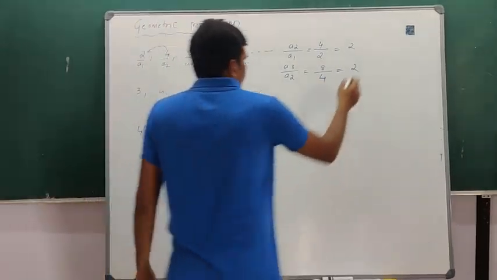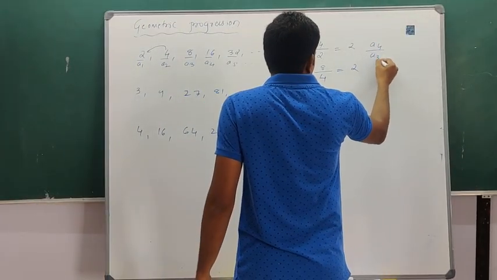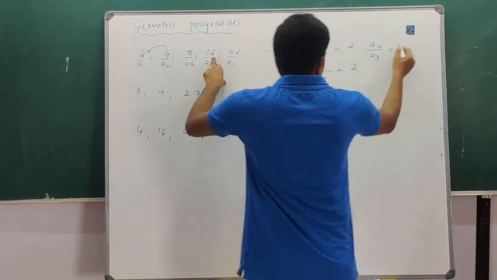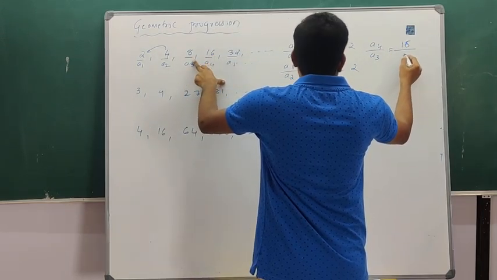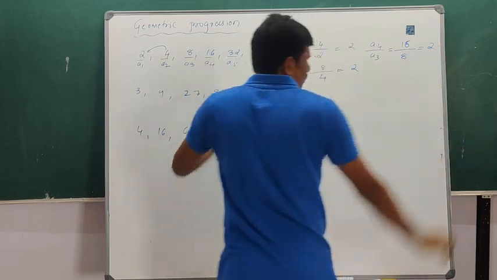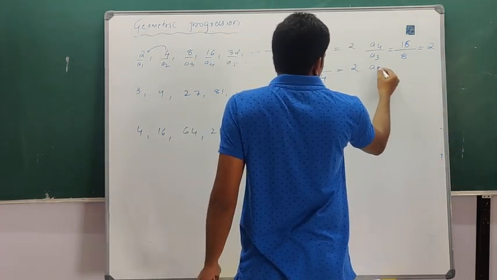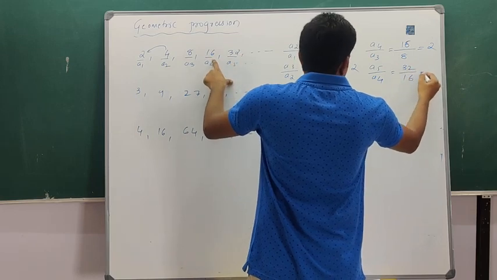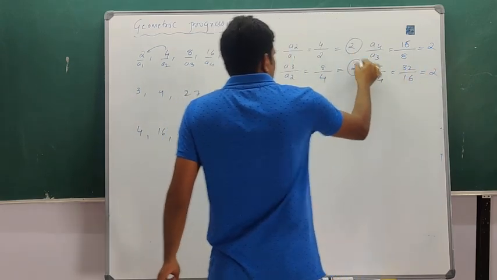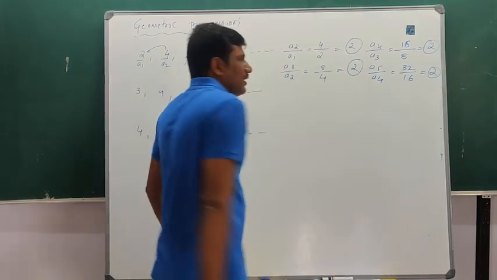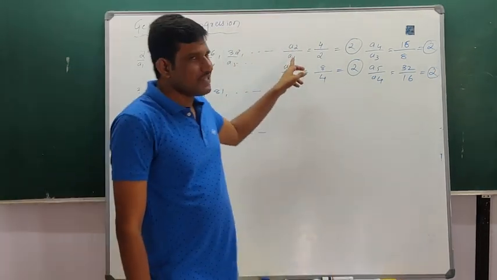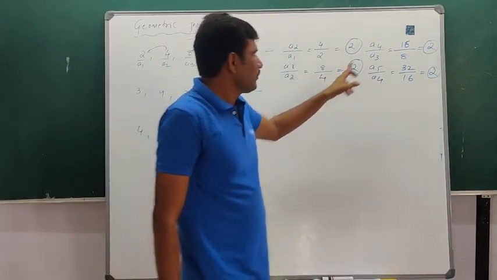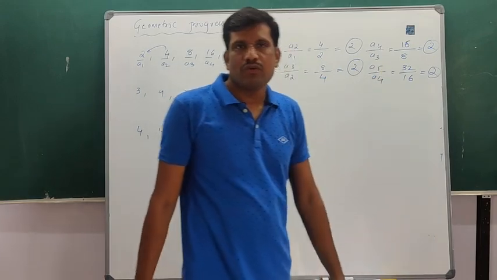Right? Similarly, the fourth term divided by the third term. The fourth term is 16 divided by the third term 8. So 16 by 8 is 2. Then what is the fifth term divided by the fourth term? The fifth term is 32 divided by 16, that is equal to 2. So we are getting the same number when we take the ratio of second term to first term, or third term to second term, fourth to third, or fifth to fourth term.